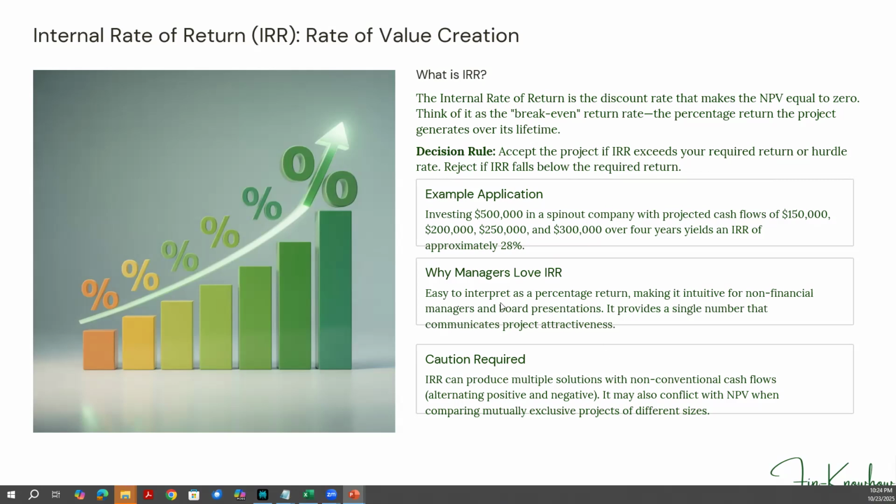Now, one of the advantages of IRR is, most people like talking about percentages and returns. And so it's very easy to explain. You can say that a project yields X% return. Most people will have a sense of what that means. And if you can say that it yields a rate of return greater than our required rate or our hurdle rate, that too is easy to understand.